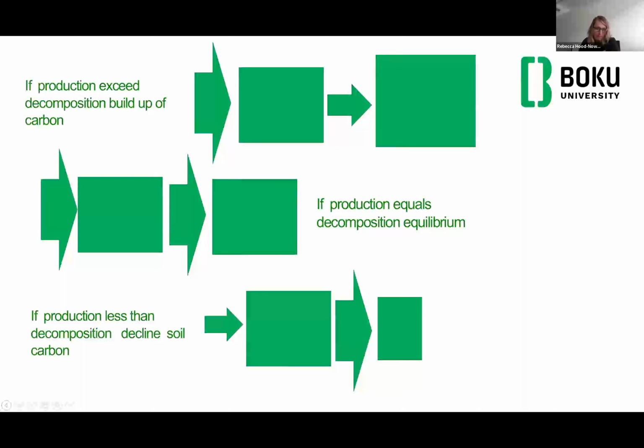As I said before, for carbon storage, if production exceeds decomposition, we get a buildup of carbon in the soil. If production equals decomposition, we get an equilibrium, a steady state, so it won't change that much. And if production is less than decomposition, then we get a decline in soil carbon. Obviously in agriculture, this can be very different depending on which crops we use, etc.